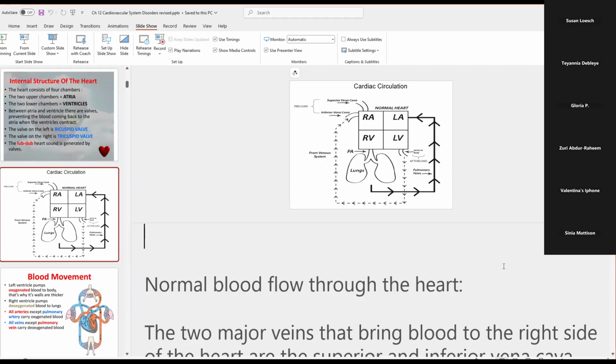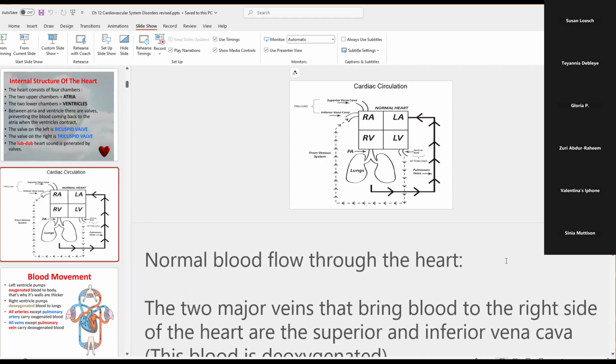Normal blood flow through the heart. From the superior and inferior vena cava into the right atrium, you have that unoxygenated blood coming from the body. Once it comes into the right atrium, it's going to fill that right atrium completely. At the same time, on the left side, you have the blood coming back from the lungs into the left atrium. It's oxygenated now because it just left the lungs, so it's filling up the left side of the heart. Both atria will fill up completely.